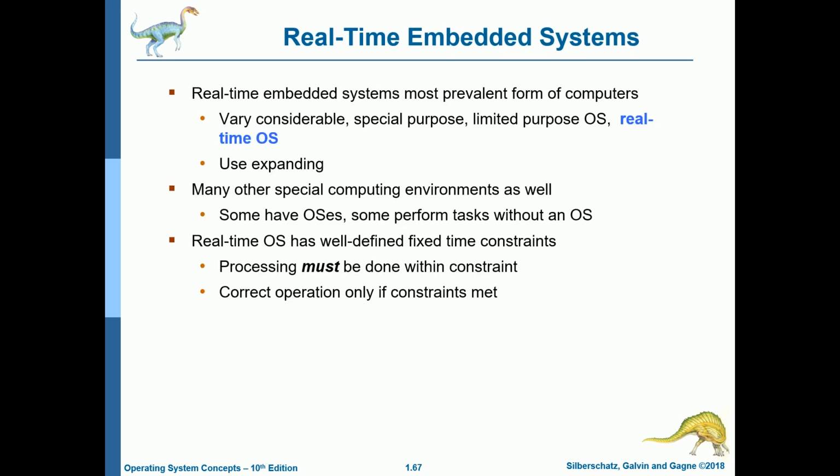Another type is called a real-time embedded system. Now, real-time embedded systems are one of the most prevalent forms of computers. They're considered very special purpose and have limited operating systems. And in fact, a lot of times they're considered real-time operating systems. Now, going further with real-time operating systems, you have to have a well-defined fixed time constraint. So in other words, processing must be done within some sort of time constraint, and also, correct operation only if the constraints are met.